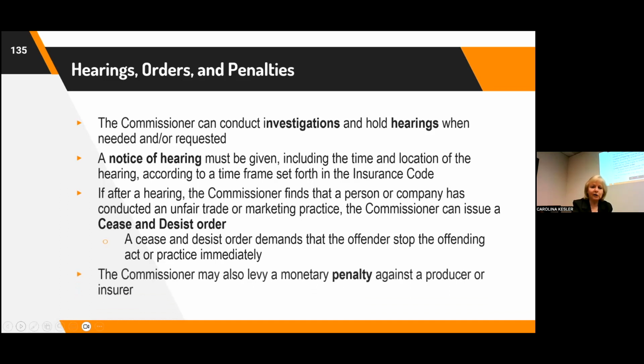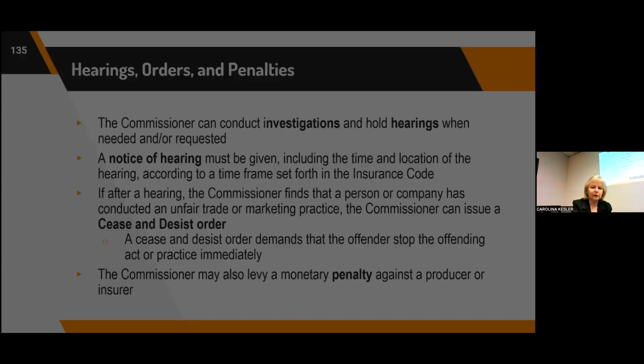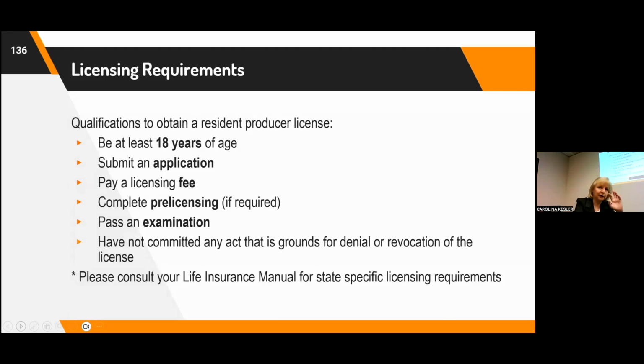So the commissioner may also levy a monetary penalty against a producer or insurer. Oh, by the way, that guy that did that to me, he got prosecuted. So, yeah. Licensing requirements, qualifications to obtain a resident producer license.